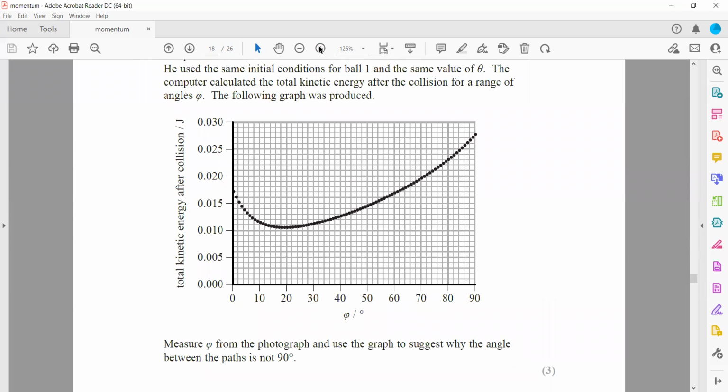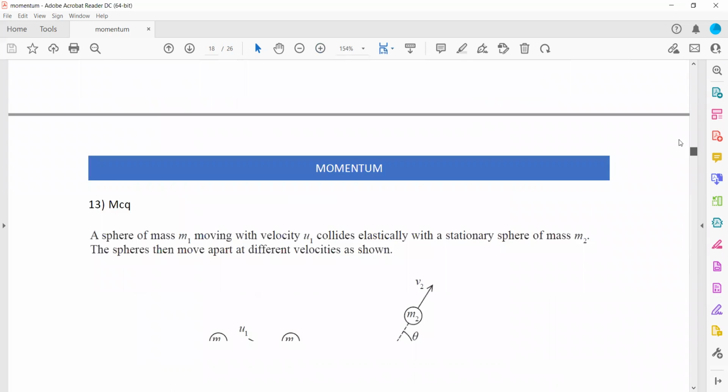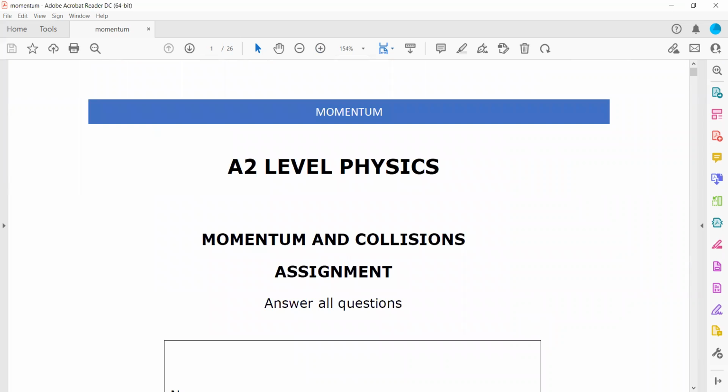Is it clear, this question? So this is an exercise related to momentum and collisions.